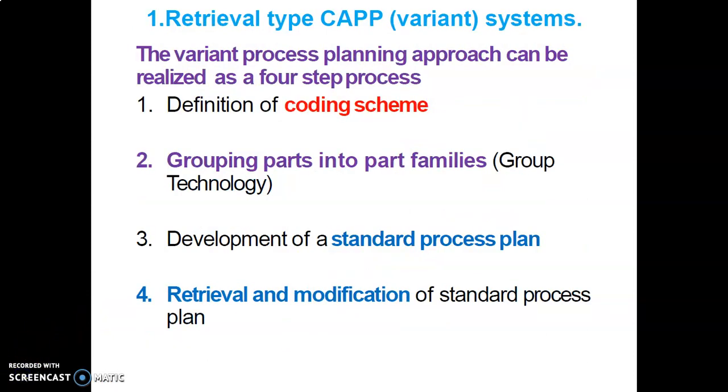The first method is retrieval type CAPP, which is also known as the variant system. The variant process planning approach can be realized as a four step process: defining a coding scheme, grouping parts into part families, so we are dividing the parts into a number of groups, development of a standard process plan, and retrieval and modification of the standard process plan.